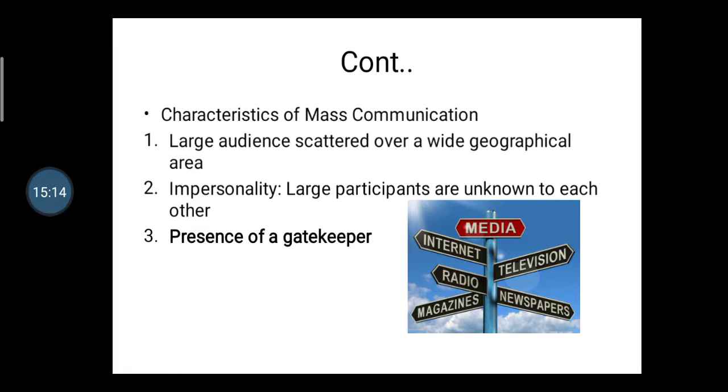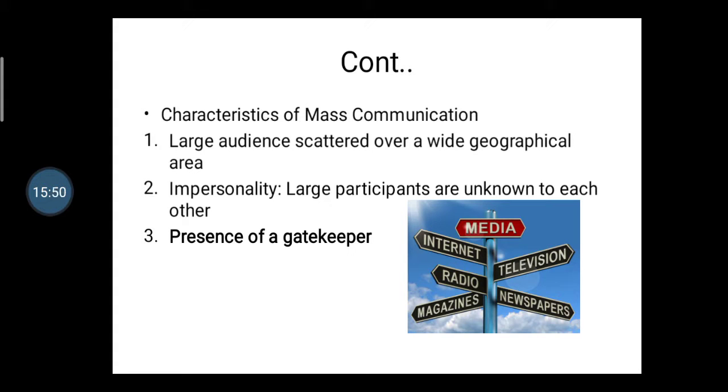Then impersonality, like the large participants are unknown to each other. In mass communication, participants cannot know each other. It is not required that all persons be familiar with each other, but a large number of participants is required, unknown to each other, because mass communication happens through journals and televisions. At that time they cannot know each other.